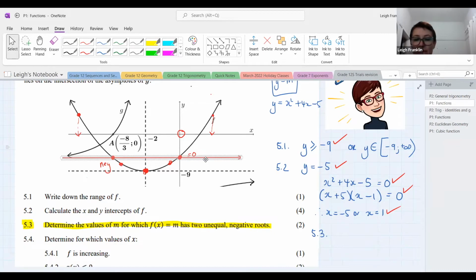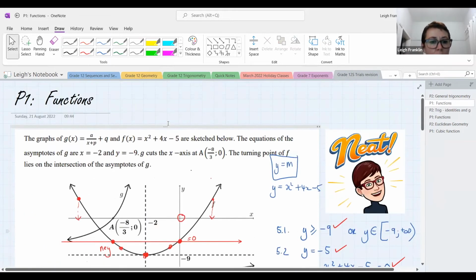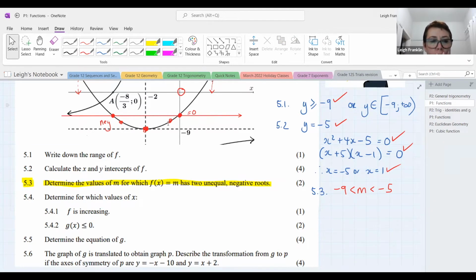So that value of m has to be a number that is going to be bigger than -9 at the turning point, but smaller than the -5 at the y-intercept. Does that make sense to everybody? Then the straight line and the parabola will touch one another where both roots will be negative. Is everybody good with that? Is that making sense?